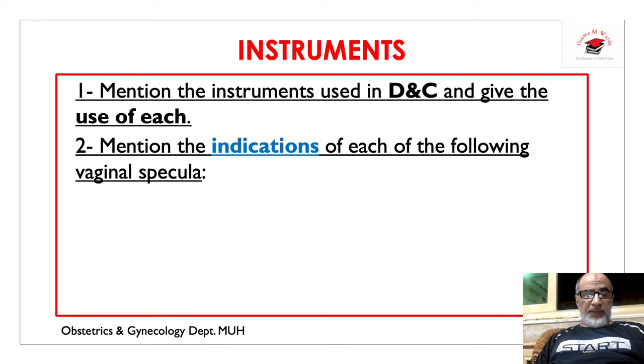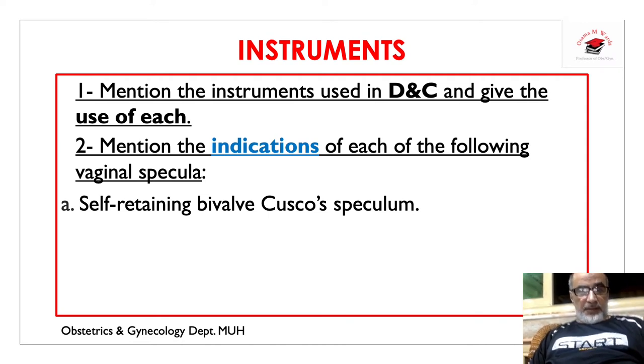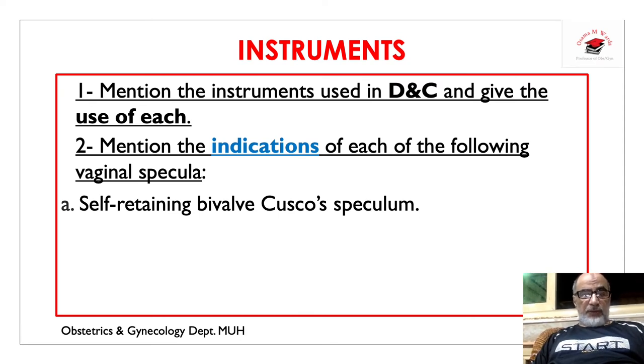Mention the instruments used in the D&C and give the use of each. Mention the indication of each of the following. The instruments used in the D&C include a vaginal speculum or retractor to visualize the external cervical os, a cervical dilator, a cervical tenaculum to fix the cervix during the process of sounding and dilatation, and lastly a uterine curette to take the endometrial sample.